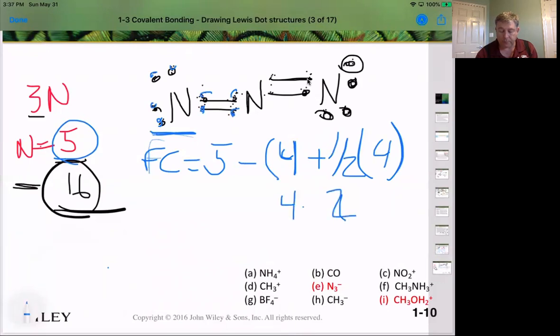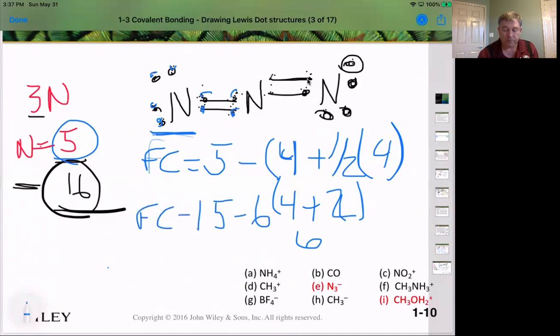And so we have 4 plus 2, so that makes it 6. So we have 5 minus 6. Our formal charge on this nitrogen is minus 1. So this is minus 1. Maybe that means we're balanced out. So the formal charge on this nitrogen is minus 1. All right, let's go back and calculate the next one.